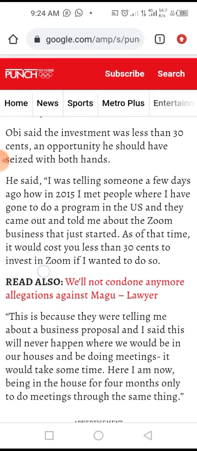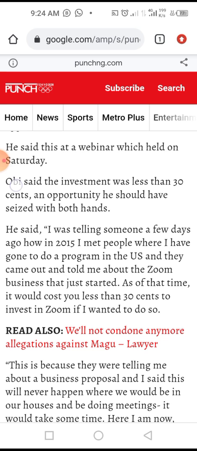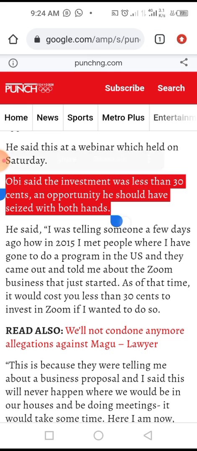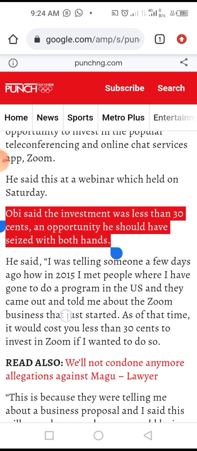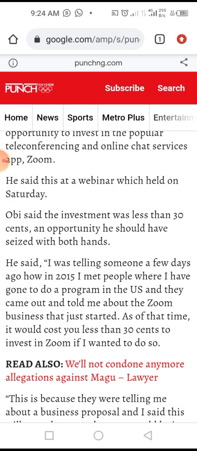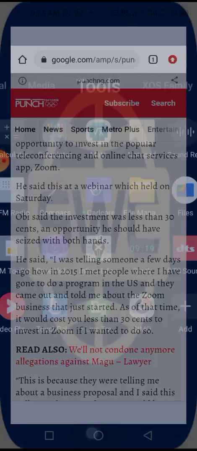You know, when Peter Obi was coming up to say, look at what he said. He said the investment was less than 30 cents, an opportunity he should have seized with both hands. This is a cry of regret. I should have done it. Oh, I wish I knew. I wish I had taken it seriously. This is a cry of regret. He was saying, I was telling people a few days ago how I met some people at where I went to do a program, and they told me about Zoom that I just started.